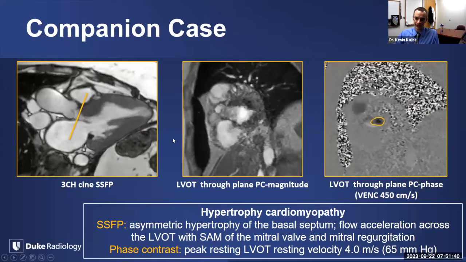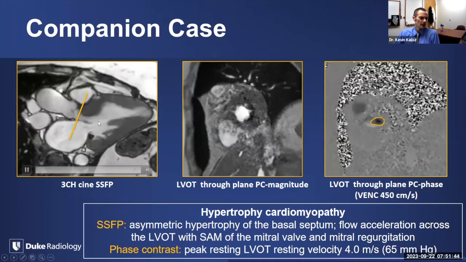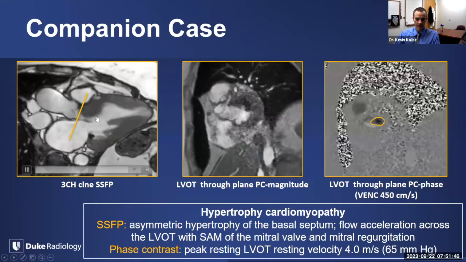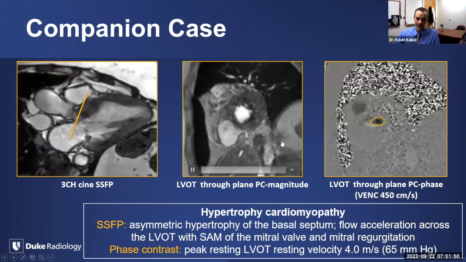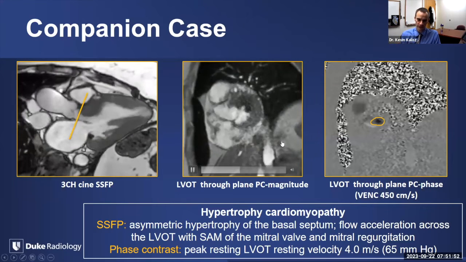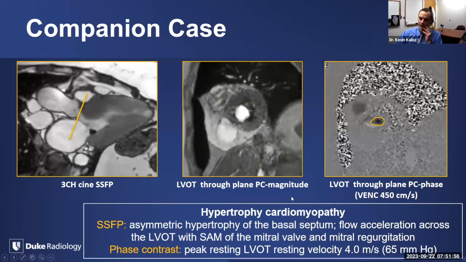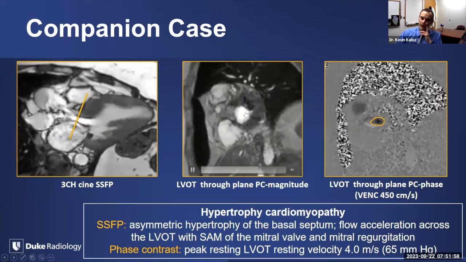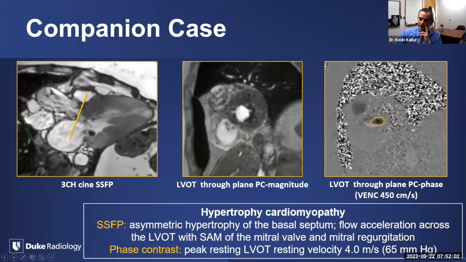Just another example, again incorporating the phase contrast imaging here. From a 3-chamber SSFP image, we see pretty much the same morphologic findings as earlier, but the concept of phase contrast imaging, again, is where you quantify velocities through the LVOT and therefore calculate pressure gradients. Without going into too much detail, typically in a single acquisition you get a magnitude image and a phase image here.